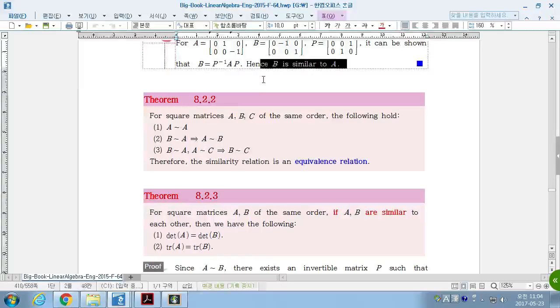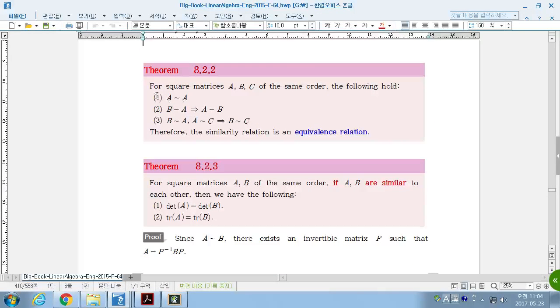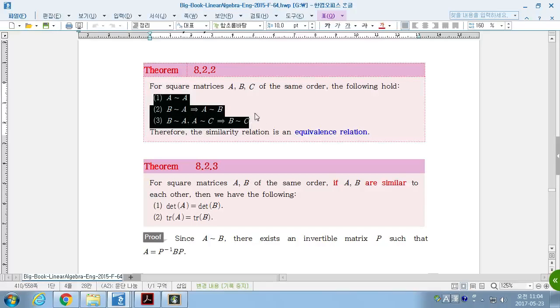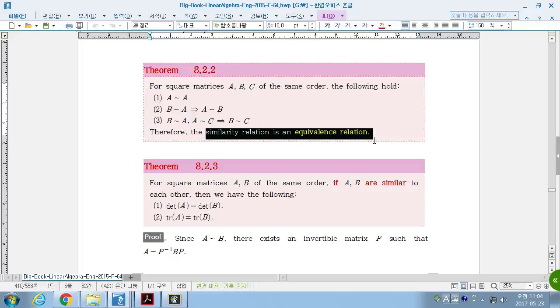We can say that because this similarity relationship satisfies these three conditions. The first, reflexive: A is similar to itself. Symmetric: if B is similar to A, then A is similar to B. Transitive: if B is similar to A and A is similar to C, then B is similar to C. If a relationship satisfies these three properties, reflexive, symmetric, transitive, then we call the relationship an equivalence relation. So this similarity relation is an equivalence relation.